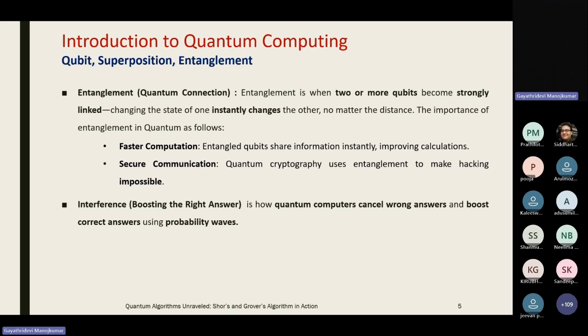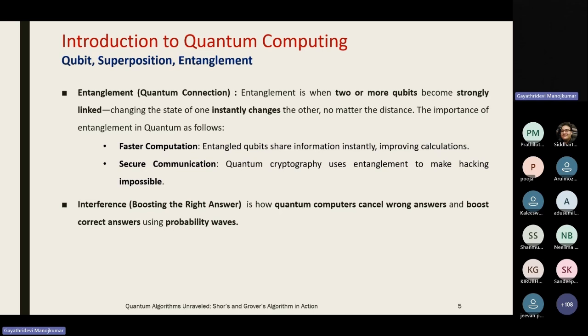The next important thing we are going to see is interference. This is a part which is very much needed for Grover's algorithm, so I have included it as a terminology. Here the quantum computers, with the help of interference, cancel the wrong answers and boost the correct one, so that through probability we can get the correct answer rather than the wrong answer. You can understand this interference with the help of noise cancelling headphones.